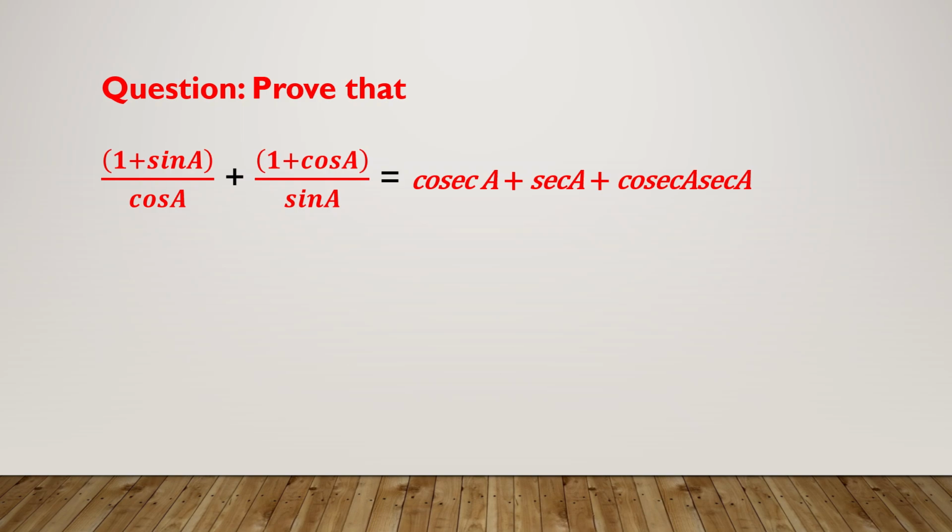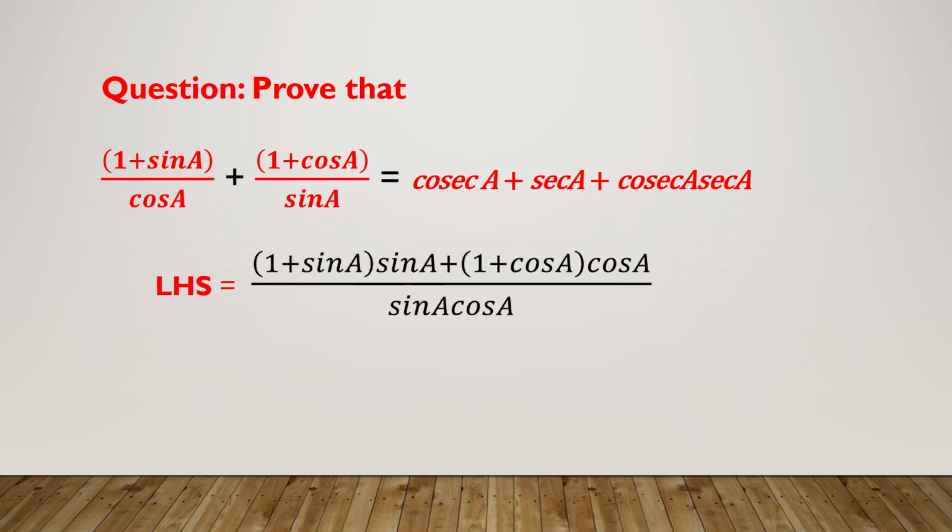So let us start with the left hand side. Left hand side, here you have two fractions, (1 plus sin A) by cos A, and second fraction is (1 plus cos A) by sin A. So you can simplify these two fractions by taking the LCM. So when you take the LCM, you get sin A cos A.